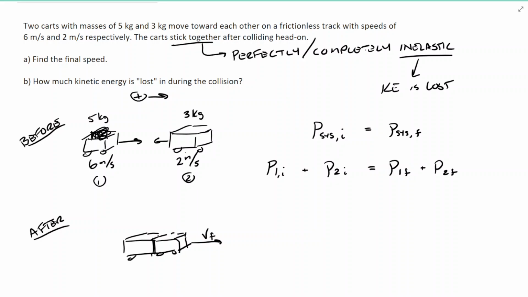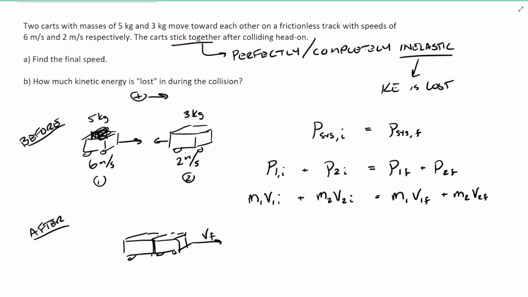But remember, p equals mv, which means I can say the mass of 1 times the velocity of 1 at the beginning plus the mass of 2 times the velocity of 2 at the beginning is going to be equal to the mass of 1 times the velocity of 1 at the end plus the mass of 2 times the velocity of 2 at the end.